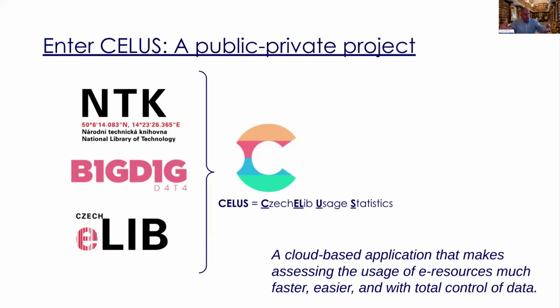When you think about the last slide and some of those problems that I highlighted, you can multiply that exponentially when you're looking at a large consortium of university libraries. So what they did is they contracted with a technology company called Big Dig Data, and through this public-private partnership came CELUS, and CELUS is an acronym, the Czech eLib usage statistics. In essence, it is a cloud-based application that makes assessing the usage of e-resources much faster, easier, and with total control of the data.